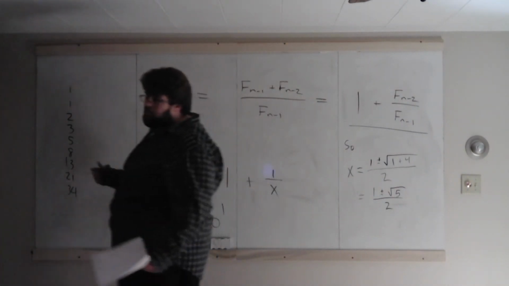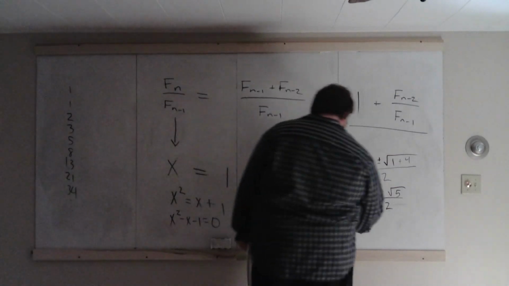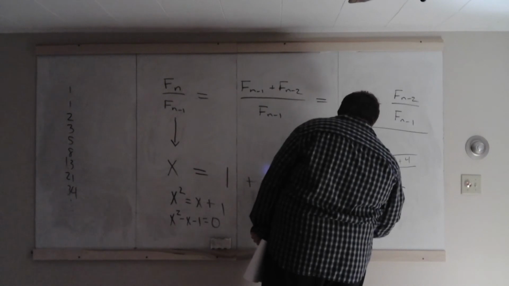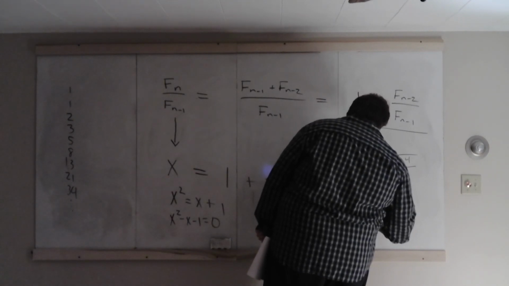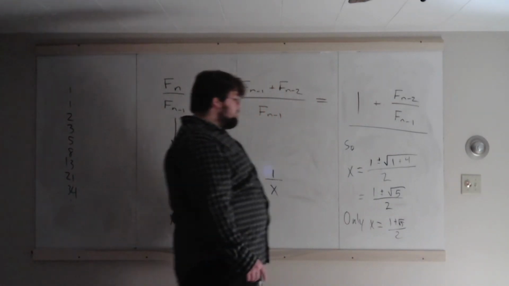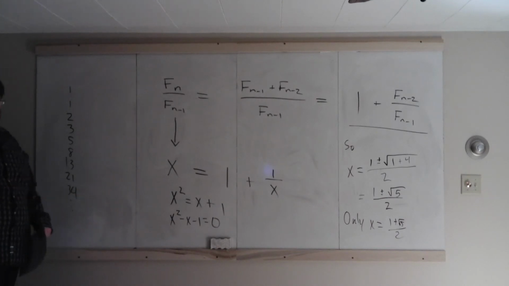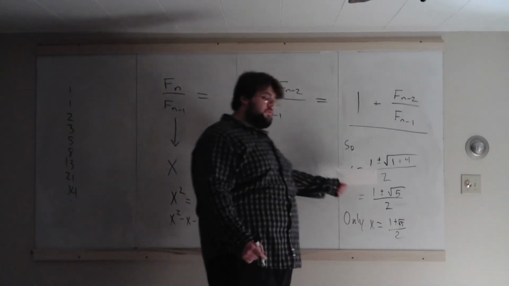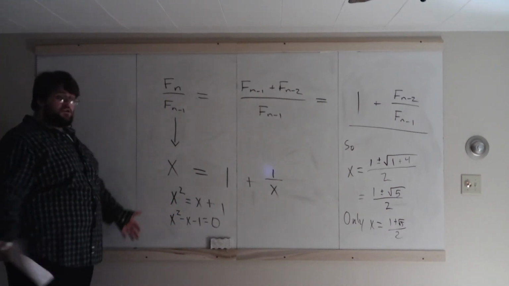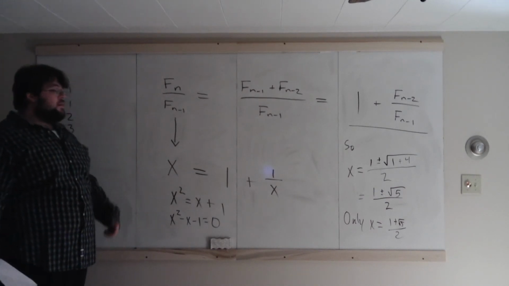And these numbers are all positive. Their ratio is going to go to something positive. So in this case, I'll just say only x equals 1 plus root 5 over 2. Because this ratio is the ratio of positive numbers, we're not going to have 1 minus root 5 over 2, we'll just have a positive. So right there, we used algebra and the definition of the Fibonacci sequence to derive the golden ratio.